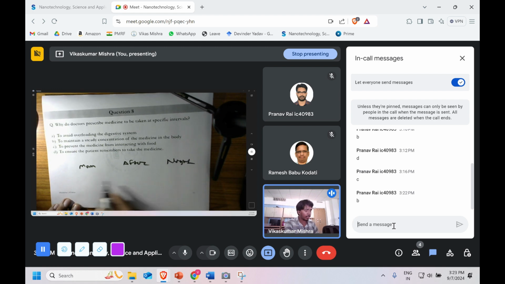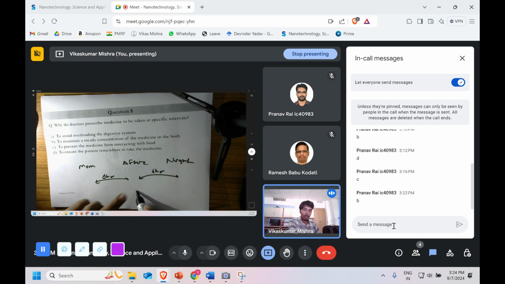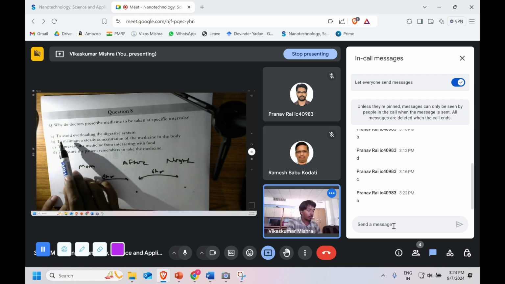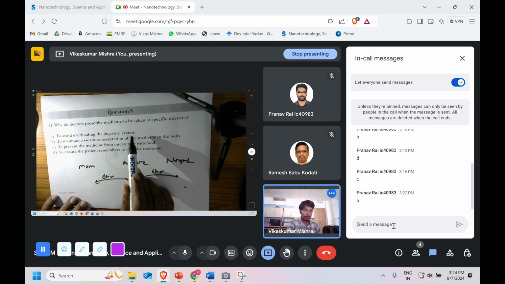There is a certain interval, around 6 hours, and between this also 6 hours. Now, what is the reason behind that? Why does the doctor say take it at 6 a.m., then 12, then again at night? Option A: to avoid overloading the digestive system.